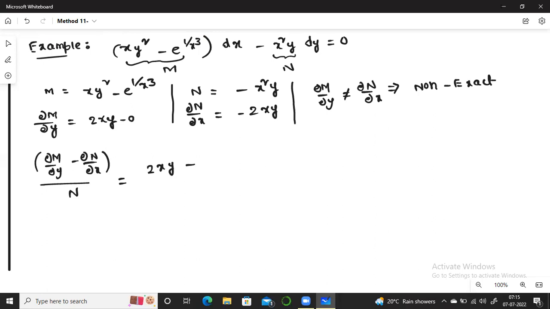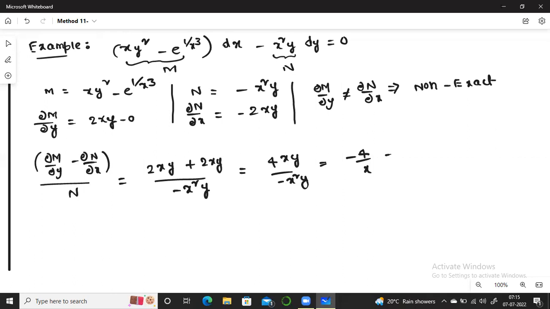Minus ∂N over ∂x minus 2xy. So minus into minus is plus, so it is plus 2xy over N, which is minus x squared y. 2xy plus 2xy is 4xy over minus x squared y. The y term will be cancelled, one x term will be cancelled. So finally you are getting minus 4 over x.